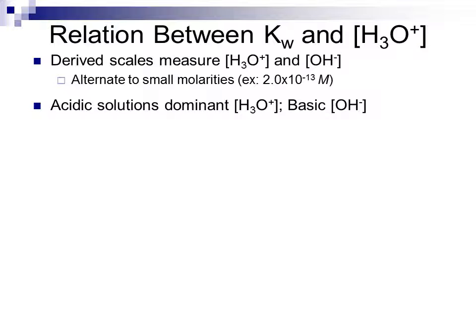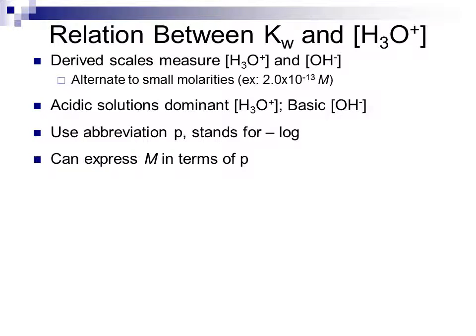Any acidic solution will be dominant in hydronium concentration. A basic solution likewise will be dominant in hydroxide concentration. Using the abbreviation P, which stands for the negative log, we can express our hydronium and hydroxide concentrations in a logarithmic and antilogarithmic scale.